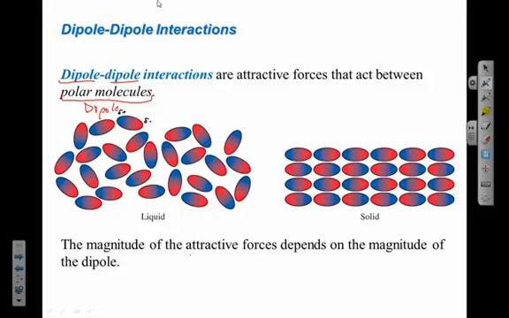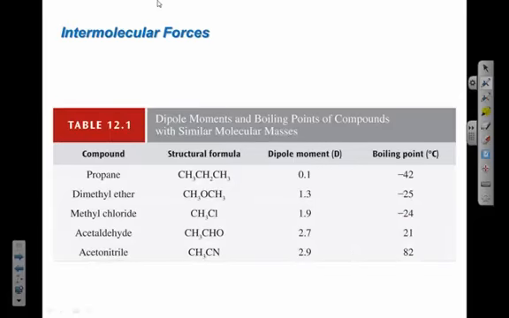So how strong will dipole-dipole forces be? It depends on the magnitude of the partial charges involved in the dipole. The greater the electronegativity difference between the atoms, the more partial charge I have, the better that molecule will be able to attract another molecule with partial charges. And that can be illustrated here.